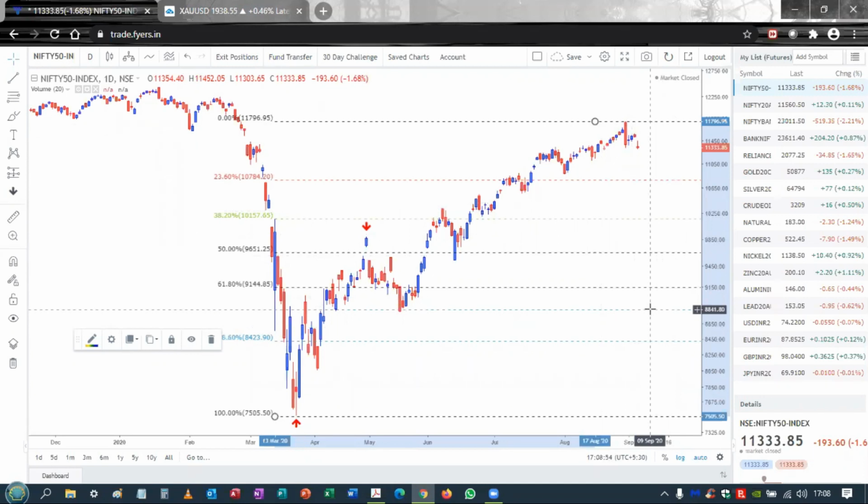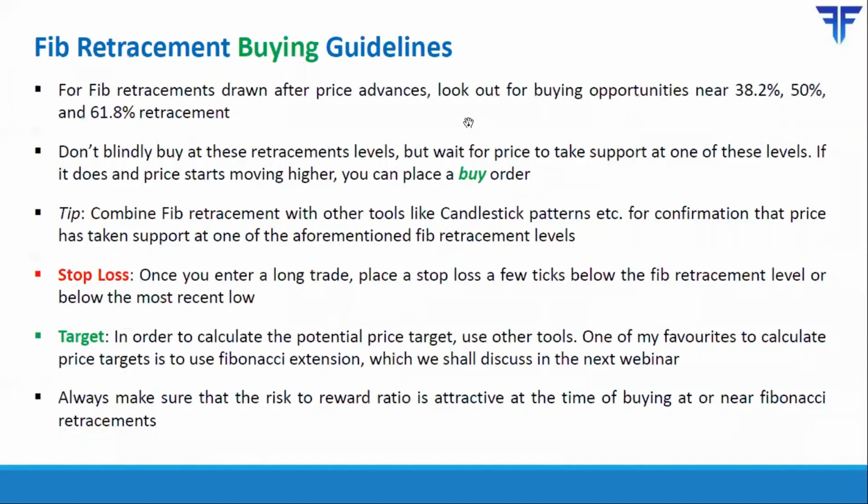But that's a long story. For now, the uptrend is pretty much intact, and because this is a very nice rally, you can use Fibonacci ratios to look out for buying opportunities if at all Nifty, if at all the index declines. Again, this is not a trading recommendation. I'm just showing here how you can use Fibonacci retracement for making buy-sell decisions. So with that, let's talk about a few important buying guidelines using Fibonacci retracement.